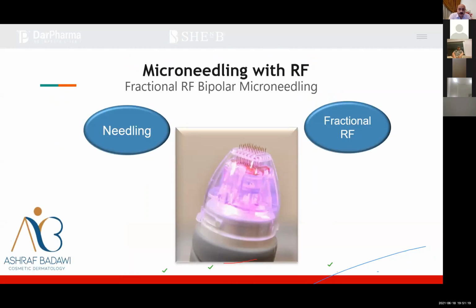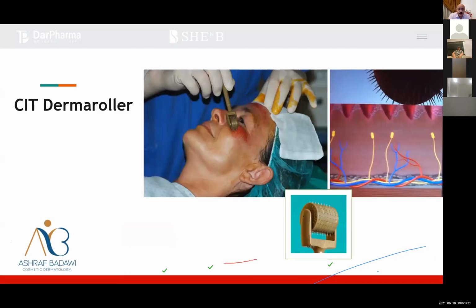So the concept of needling started with the derma rollers, which is a disposable device. And I insist on mentioning that it is disposable. This is a tool or a device which should never be utilized more than once, even if it is for the same patient.